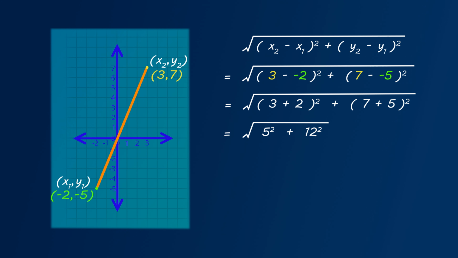Now square these. 5 squared is 25. 12 squared is 144. Then add these to get 169. Lastly, the square root of 169 is 13. The hypotenuse of C, that is the distance between the 2 points of -2, -5 and 3, 7, is the same distance of 13.